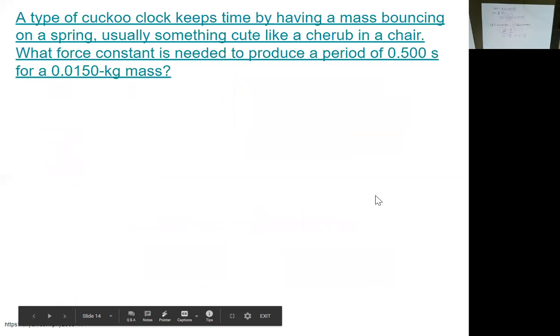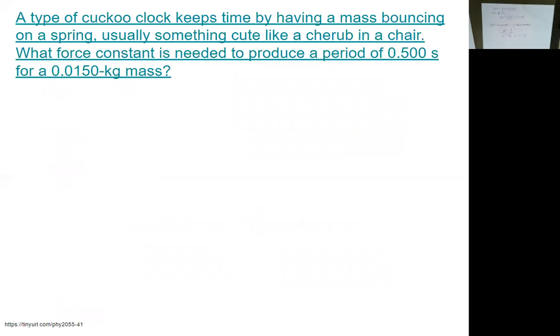All right, so let's take a look at this first example here. It says a type of cuckoo clock keeps time by having a mass bouncing on a spring, usually something cute like a cherub in a chair. What force constant is needed to produce a period of 0.500 seconds for a 0.0150 kilogram mass? So it tells you the period, capital T, is 0.500. The mass is 0.0150. What will be the force constant, or spring constant?